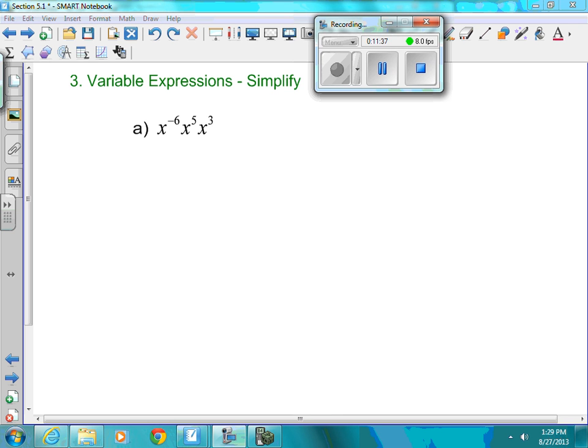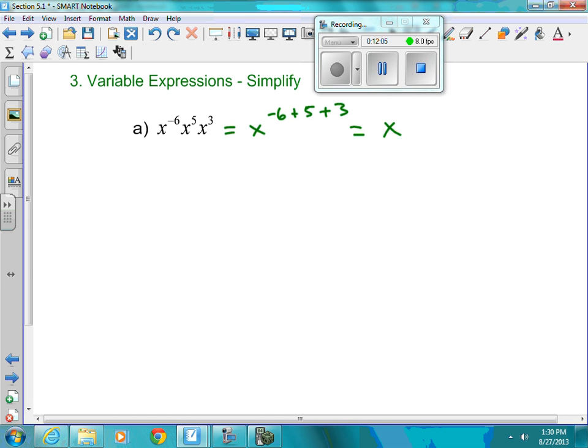As promised, variable expressions. X to the negative 6 times x to the 5th times x to the 3rd. These are all the same base. They're all bases of x. When we have the same base and we're multiplying, we can write them as one base and add the exponents together. So negative 6 plus 5 is negative 1. Negative 1 plus 3 is 2. This all comes down to x squared.